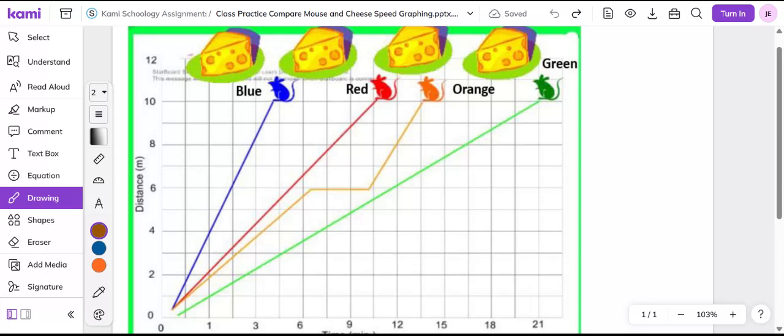So we just started our speed and velocity unit. Today we're going to focus on speed on the graphs. To find speed, we need two things: we need distance and we need time. So we need to put in the time first in order to get the distance.